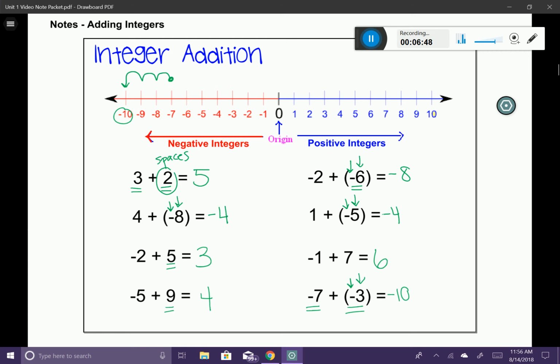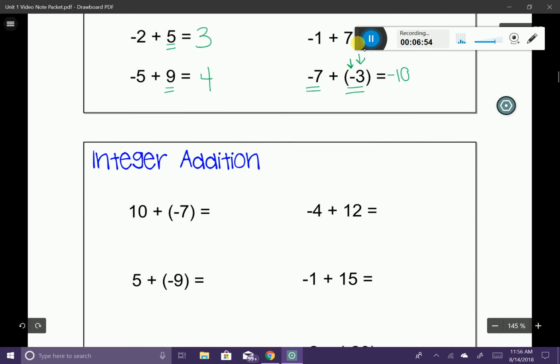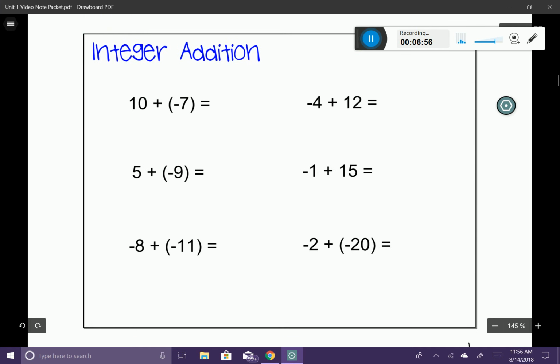Alrighty, now that we've practiced a couple of problems with the number line, let's go ahead and try a couple without the number line. This is a great time to pause the video to try these on your own, and then we'll go over them together.